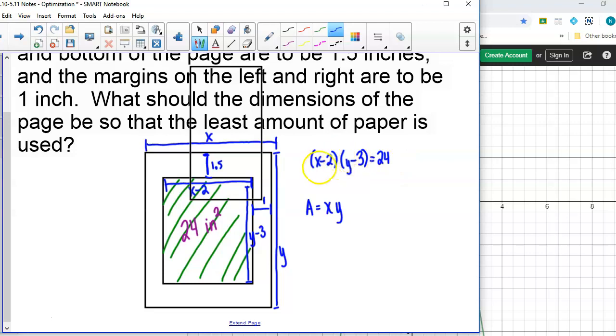Okay, so let's solve for y. So I'm going to divide by x minus 2. You could distribute here, but it's going to make it much more difficult to solve. So divide by x minus 2. And so y minus 3 equals 24 over x minus 2. And then you're going to have to add that 3 to both sides. So y equals 24 over x minus 2, plus 3.